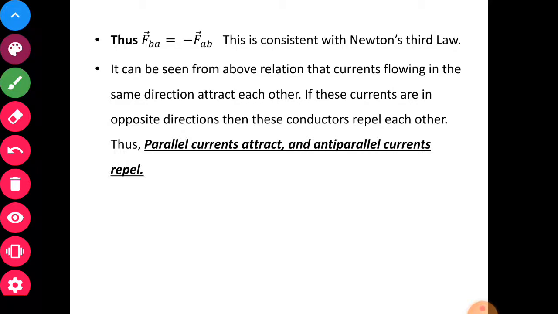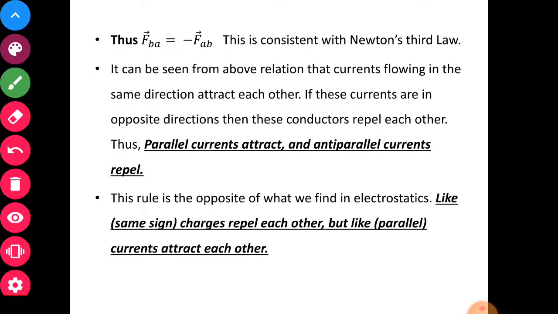It can be seen from the above relation that currents flowing in the same direction will attract the two conductors. If these currents are in opposite directions, what will happen? They will repel each other. So parallel currents attract and anti-parallel currents repel.